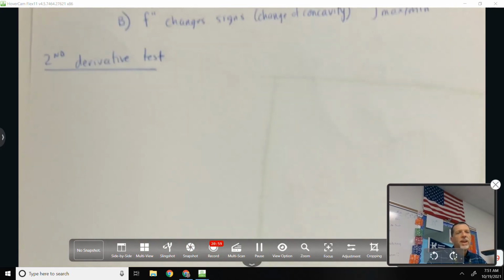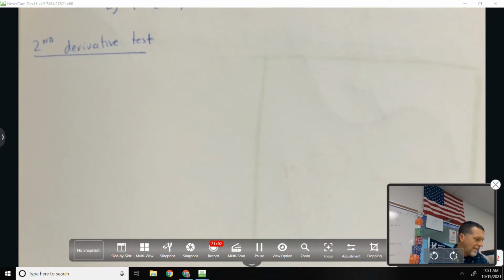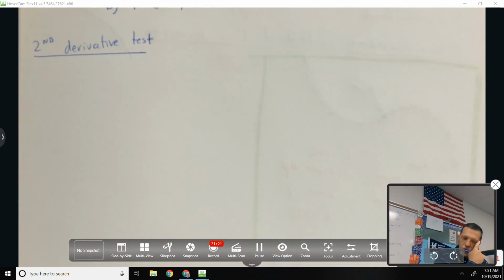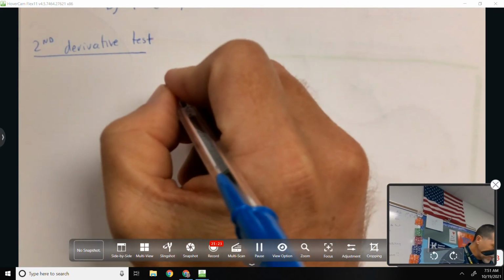Second derivative test. Let's draw the little roadmap again, because the second derivative test is another path we could take on this little decision flowchart roadmap thing that we've drawn a bunch of times already.